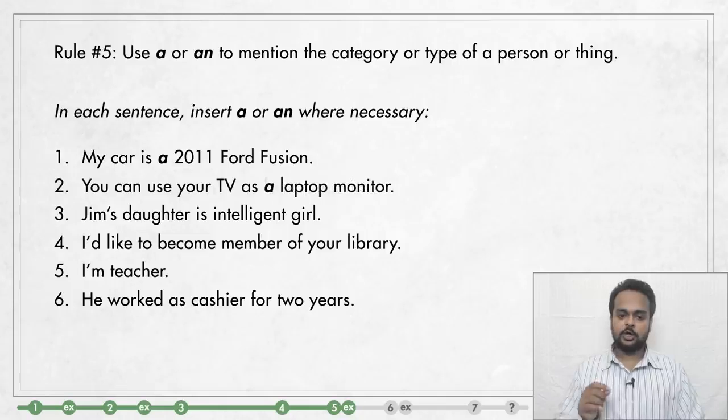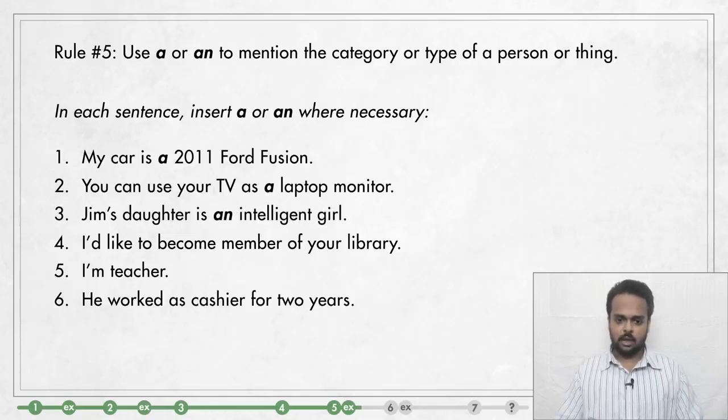Number 2 is you can use your TV as a laptop monitor. Here the noun phrase laptop monitor says what type of thing your TV can be used as. In number 3, Jim's daughter is an intelligent girl. We say what type of girl she is, an intelligent girl.